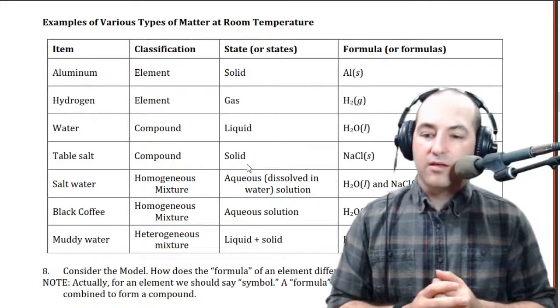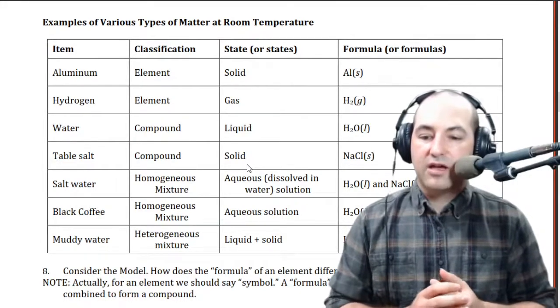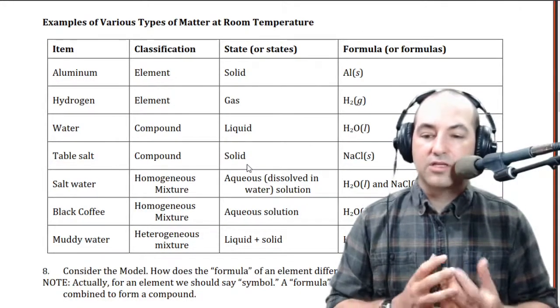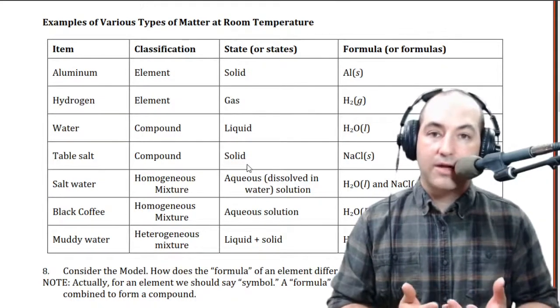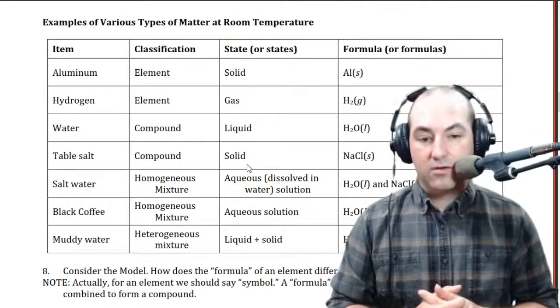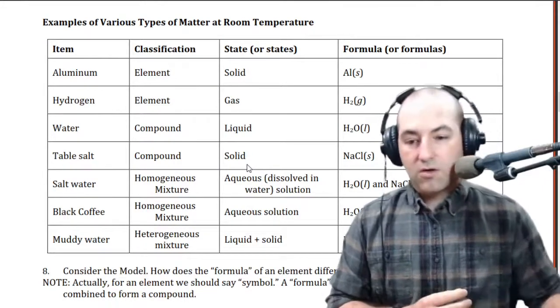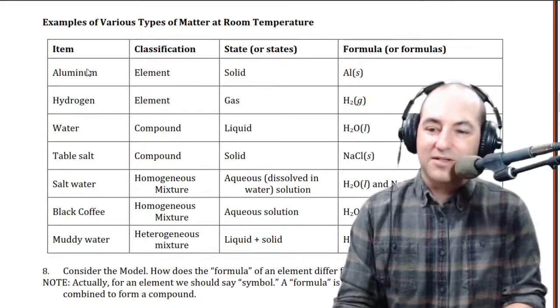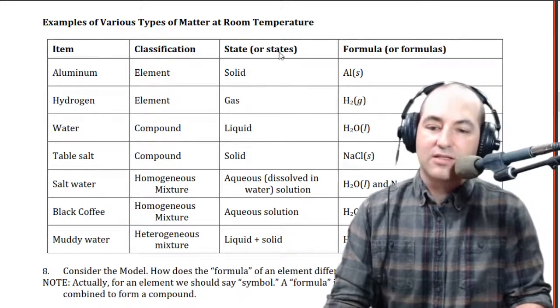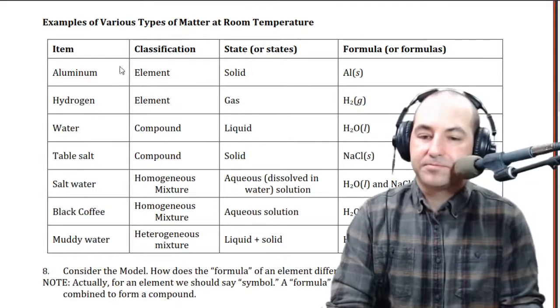So here's a table that gives some data on some different substances and introduces some terms that you may or may not know, and that you may or may not know the correct definitions for. So we have four categories here. We have item, classification, state, and formula.